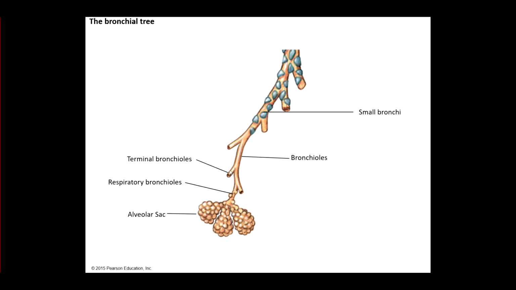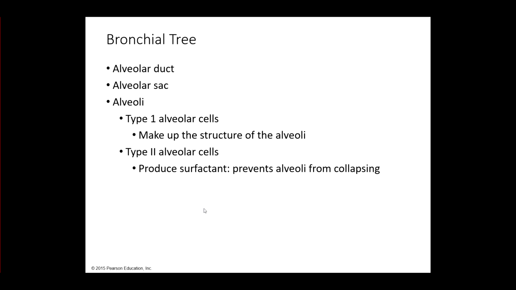Notice the terminal bronchiole does not have air sacs. Once the terminal bronchiole starts to develop air sacs, we call it the respiratory bronchiole, and that's now going to lead to this alveolar sac over here, which we're going to talk about next. So let's go back to the notes.